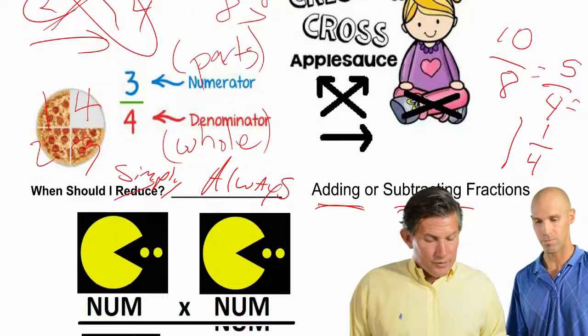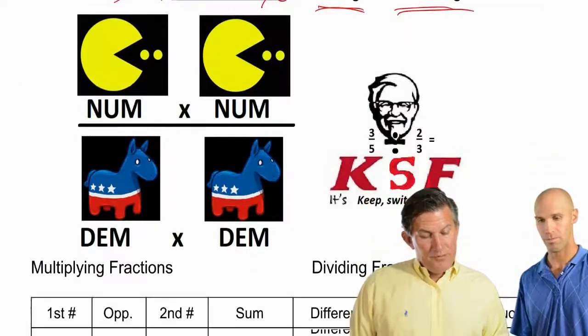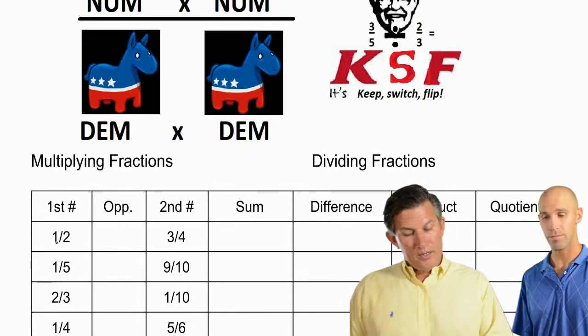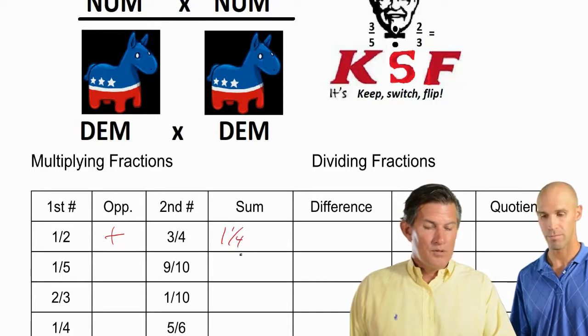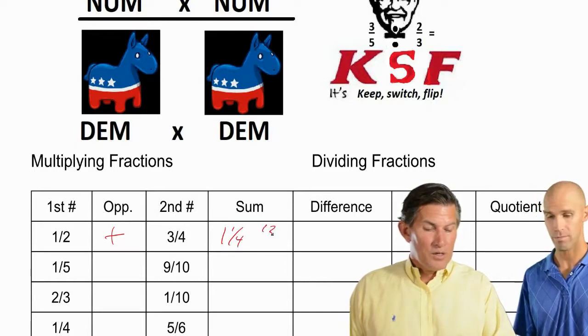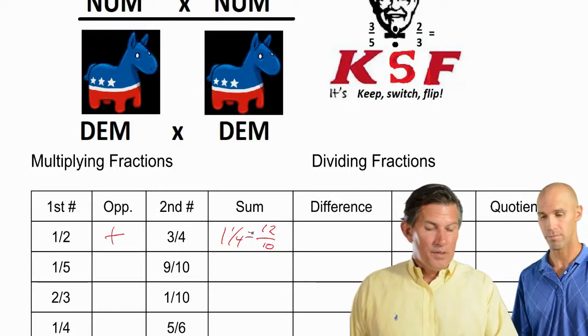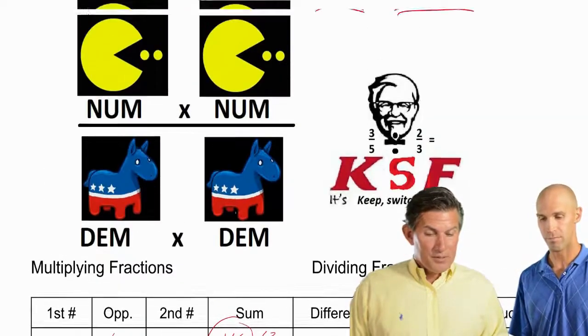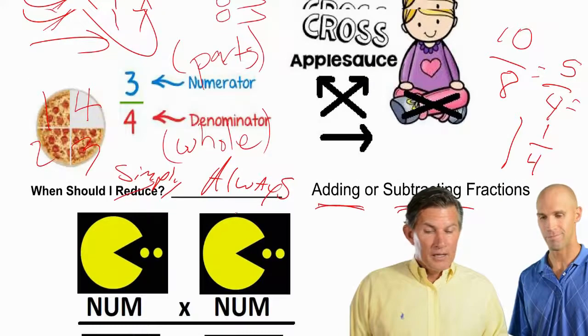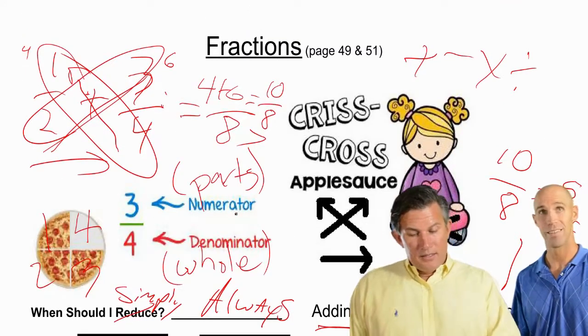Where does this go? This goes in our little chart. If we were going to add 1/2 and 3/4, the sum would be 1 and 1/4. Originally we had 10/8, but this is the better answer. Now let's come back up here to my very neat writing. Okay, let's start over.